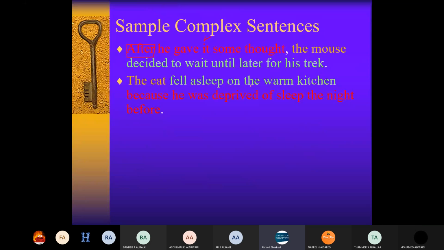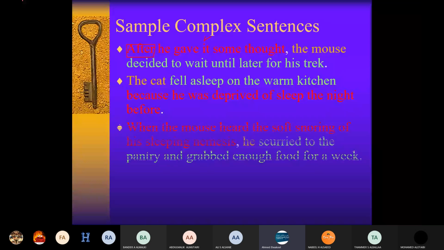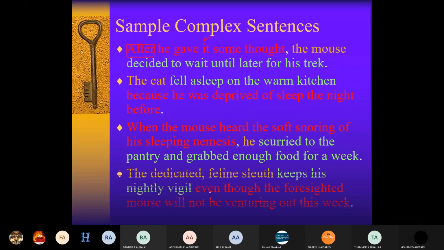The cat fell asleep on the warm kitchen floor because he was deprived of sleep the night before. When the mouse heard the soft snoring of his sleeping nemesis, he scurried to the pantry and grabbed enough food for a week. The dedicated feline sleuth keeps his nightly vigil, even though the foresighted mouse will not be venturing out this week.